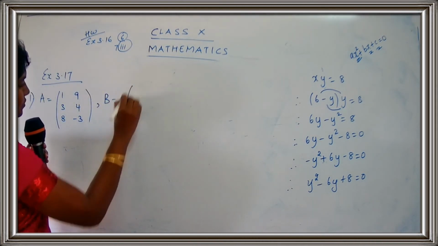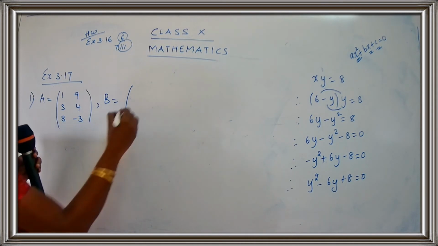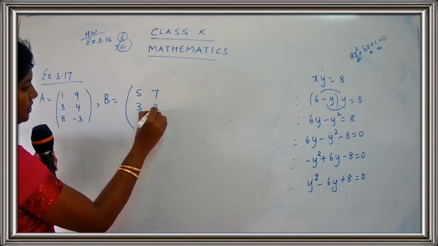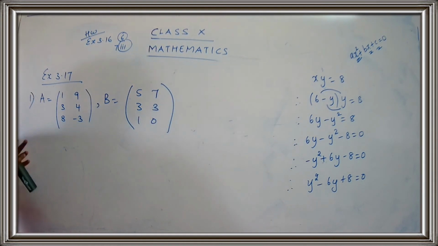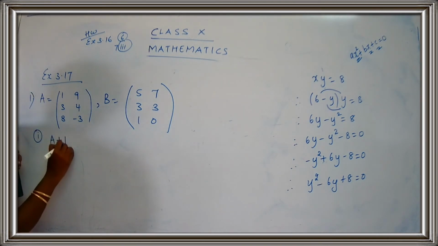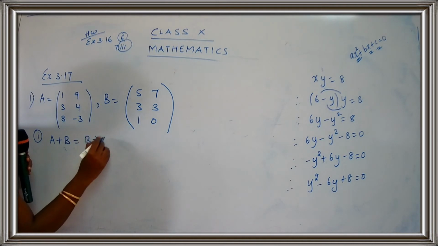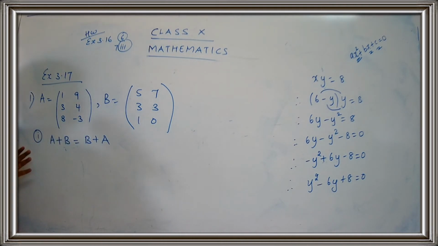B is equal to 5, 7, 3, 3, 1, 0. Okay, so this is the matrix given to you, and you have to verify. They have given you to verify the first one: A plus B is equal to B plus A. This is like the commutative property, children. You have studied in your algebra in your 8th standard. A plus B is equal to B plus A. Same way you have to apply for the matrix also. So this is what we have to verify.